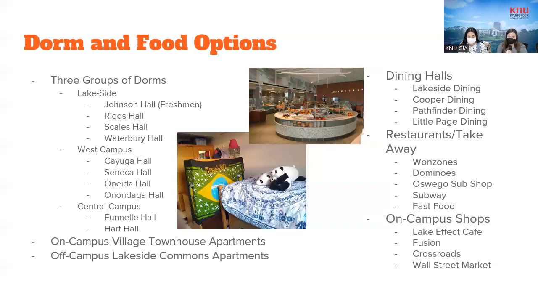And then next, I just want to highlight the food options. So at Oswego, we have about four main dining halls, which are Lakeside, Cooper, Pathfinder, and Little Page. So most of the time people will eat in Lakeside, which is in this photo in the center of the slides. And they mostly provide each dining hall with a salad bar, a sandwich bar, cereal, fruit, and you can have any type of carbonated or regular beverage. And they always provide at least two or three main meals, and they will change it every single day.